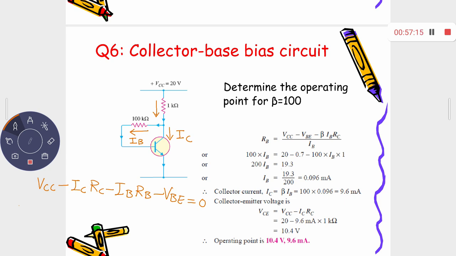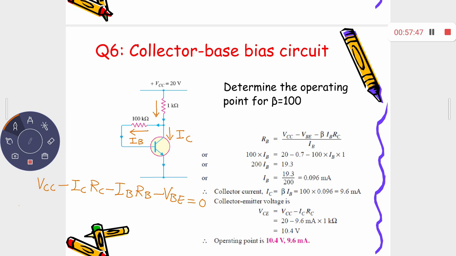We have neglected that contribution because beta is very large. So beta is 100. Otherwise, you have to consider that term, typically it should be the previous equation. Anyway, what you are getting is the IB value equal to 0.096 milliampere, that means 96 microampere, and the collector current is 9.6 milliampere, and you can find out the rest.